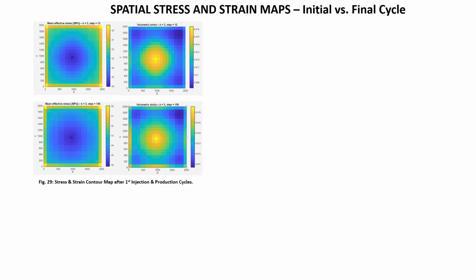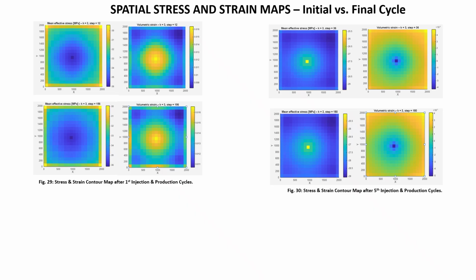So here I want to compare how the spatial distribution of stress and strain evolves from the 1st cycle to the 5th cycle. These maps show a horizontal slice again, which is k equal to 3, and the axes span the full 2-kilometer reservoir in both x and y. So let's look at the figure on the left hand side, where the row above is the 1st cycle and the row below is the final cycle.